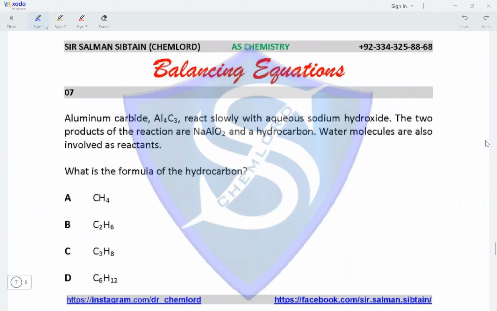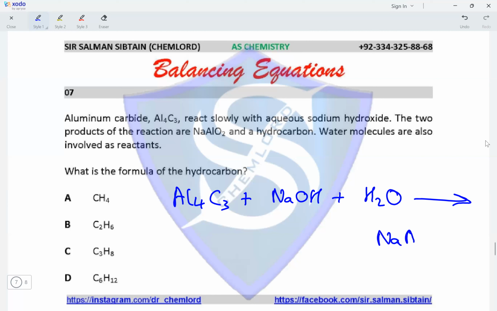Question 7. Aluminum carbide Al4C3 reacts slowly with aqueous sodium hydroxide. The two products of the reaction are NaAlO2 and a hydrocarbon. Water molecules are also involved as reactants. What is the formula of the hydrocarbon? So let's balance this equation. We've got Al4C3 on the left reacting with NaOH and H2O. These are the reactants. The products are NaAlO2 plus a hydrocarbon. So the hydrocarbon contains 3 carbon atoms because we've got only 3 carbon atoms on the left. Now let's balance the rest of the equation.